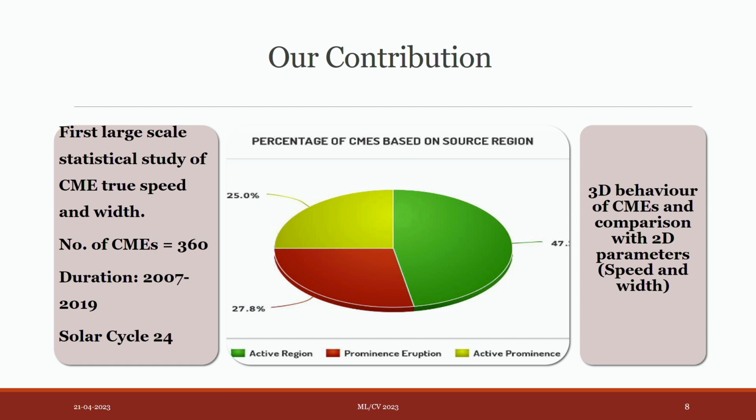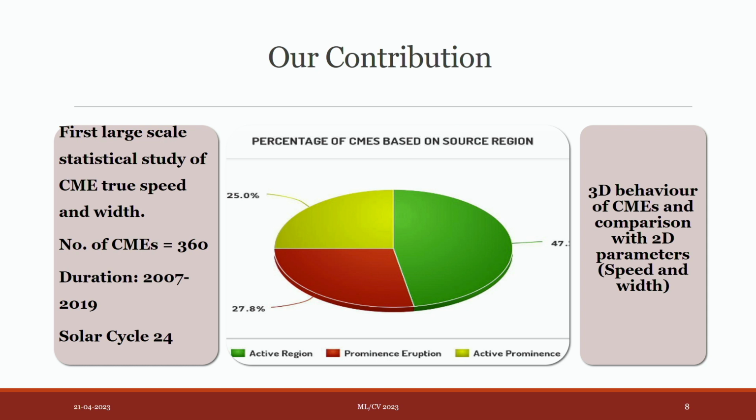So some highlights here. This is the first large statistical study of CME true kinematic parameters. We have taken into account 360 CMEs. They range from 30 degrees to 360 degrees in width. Again, I'm talking about projected width. And it covers solar cycle 24, so it covers different phases of the solar cycle.